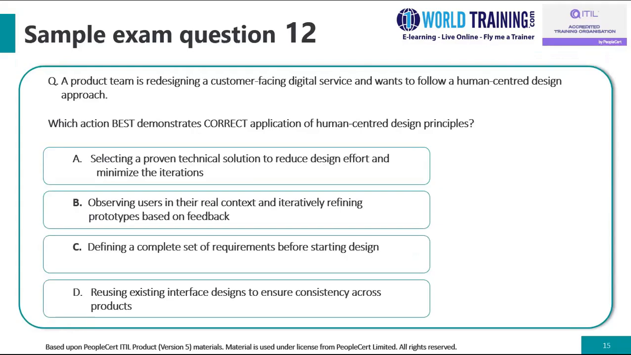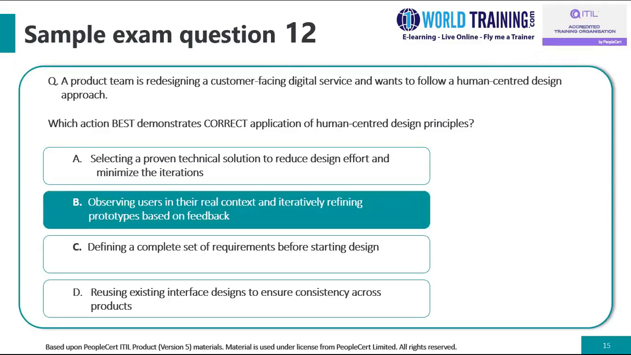Next is the question on human-centered design. Product team wants to follow a human-centered design approach. So which action best demonstrates correct application? The correct answer is B, observing users in their real context and iteratively refining prototypes based on feedback.